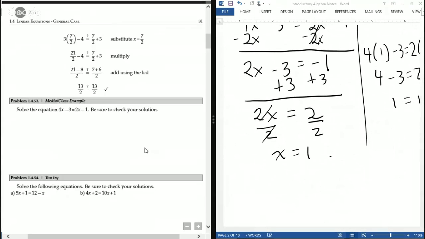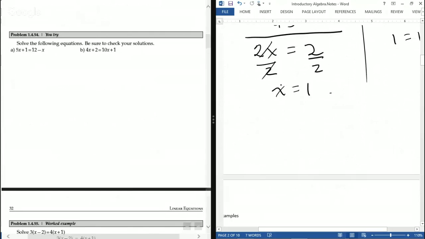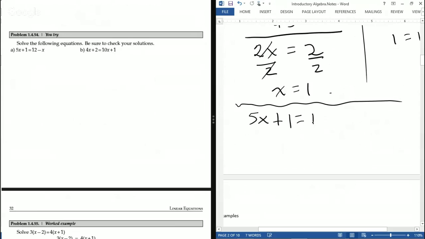Okay. There are 2 problems that I want you to try. Pause the video, work these problems out, and then we're actually going to go over them. Okay, so let's do that now. The first one, 5x plus 1 equals 12 minus x.